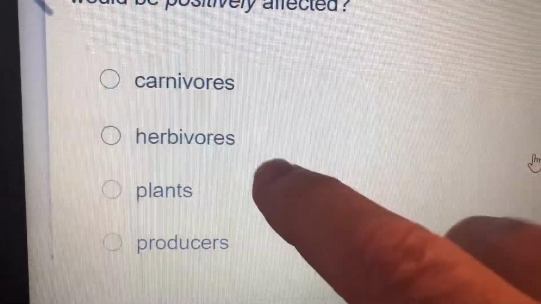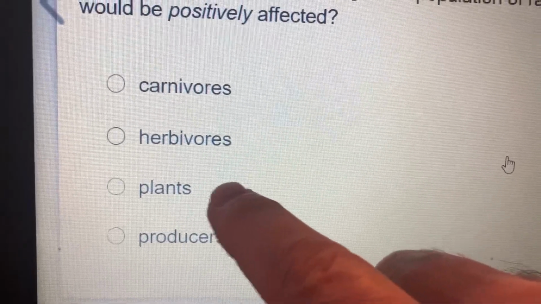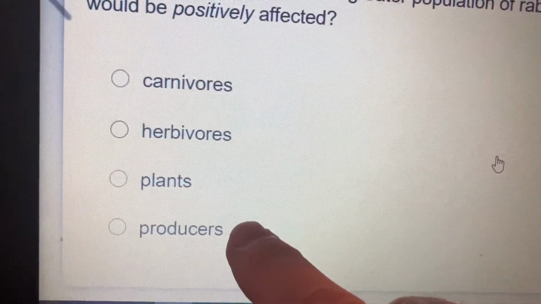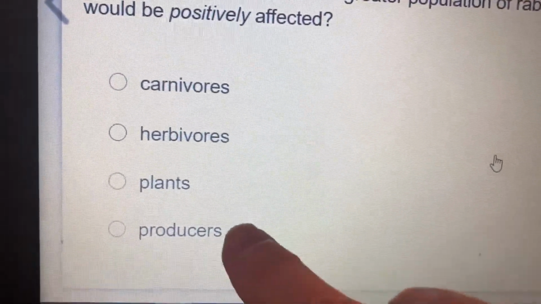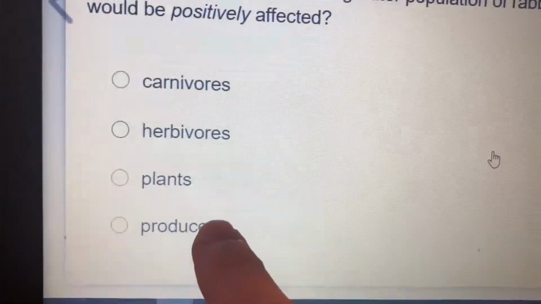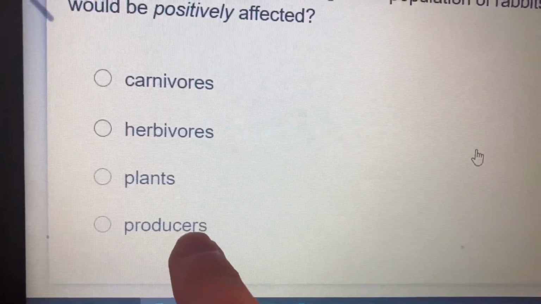Carnivores, herbivores, plants, producers. Well, let's think about this. So producers or plants, same thing right here. What do rabbits eat? Well, they are herbivores, they eat plants.